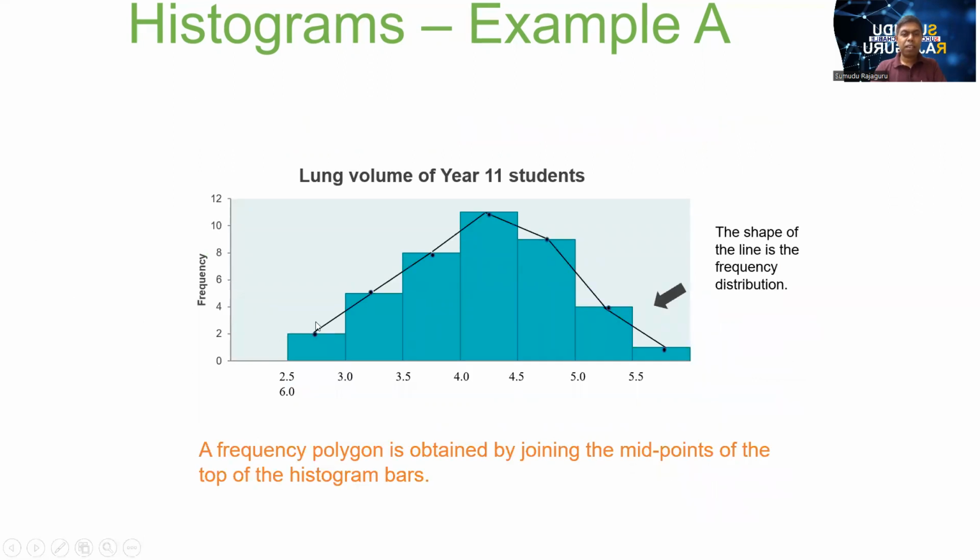Now, when we connect the midpoint of each and every bar, that is called the frequency distribution. Also, if you want, that is also good, we can connect the endpoints to the middle part of the horizontal axis also. So this is the frequency distribution. We can call this a frequency polygon also. This is the first type of histogram. So I'm moving to the next one.